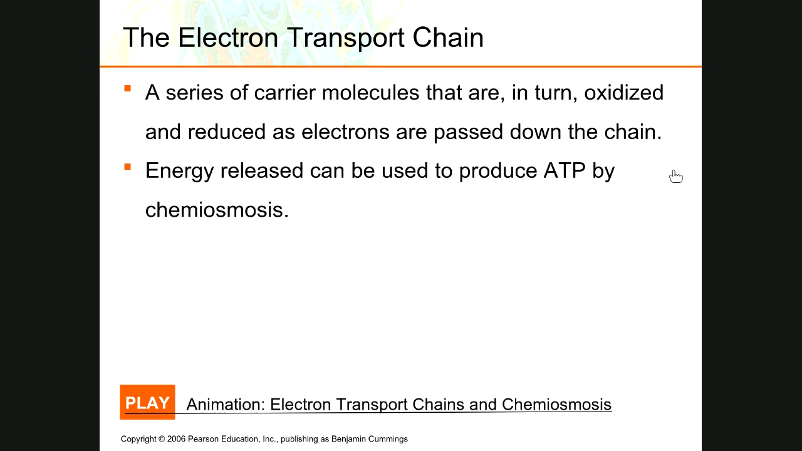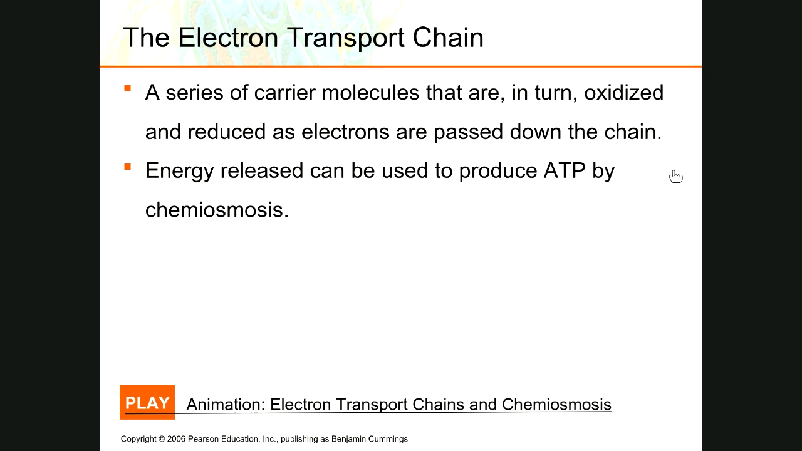I mean, it has other functions inside the cell, but here we're just concerned about its function as an electron carrier. Okay, got it. So the electron transport chain is a series of carrier molecules that are oxidized and reduced as the electrons are passed down the chain.